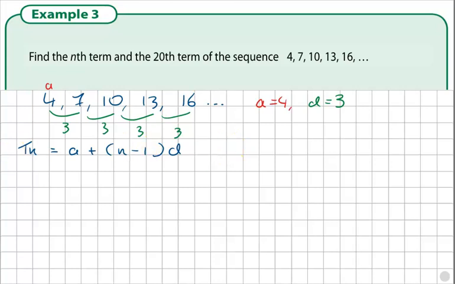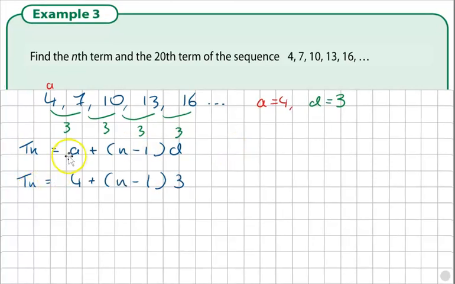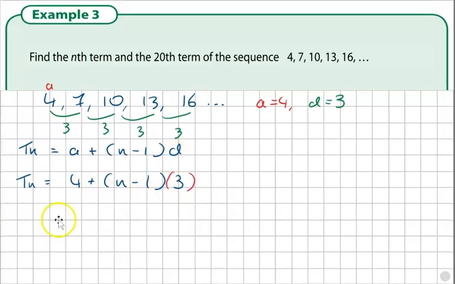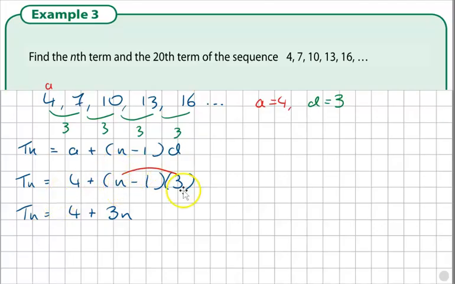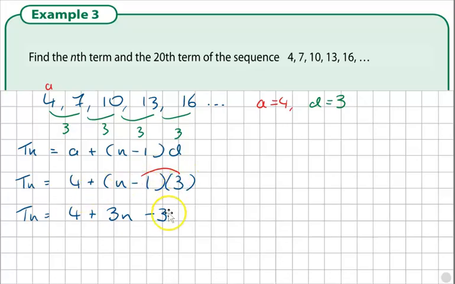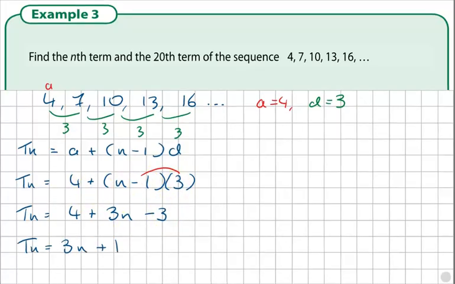Again, we write down the formula from page 22. We replace the A with 4. We replace the D with 3. And again, I advise you add in those brackets. We bring down the 4. And then n multiplied by 3 is 3n. A number times a letter, we stick them together. Minus 1 multiplied by 3 is minus 3. Now we simplify, so we bring down the 3n, and then 4 minus 3 is 1. So the nth term of this sequence is 3n plus 1.